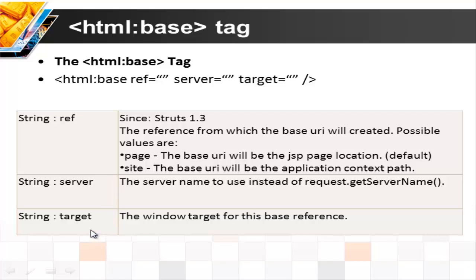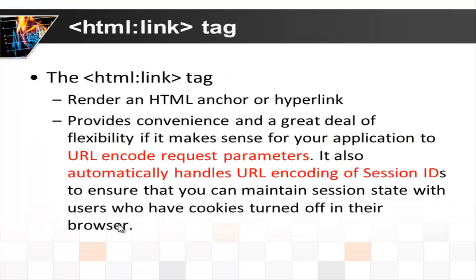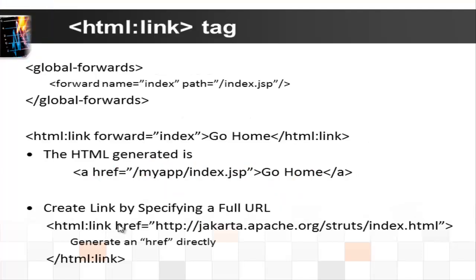The other one is the target. Target, I think you are already familiar with. Whether you want to show it in the same window or in a different window, or if you have created frames, on which frame you are supposed to show it. The next one is to create a link. You are already familiar with it. Link is nothing but creating a hyperlink. You can easily create a hyperlink. Let's look at how you can create a hyperlink.